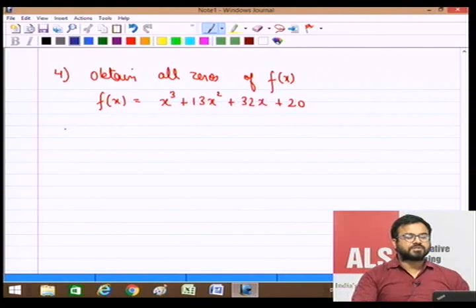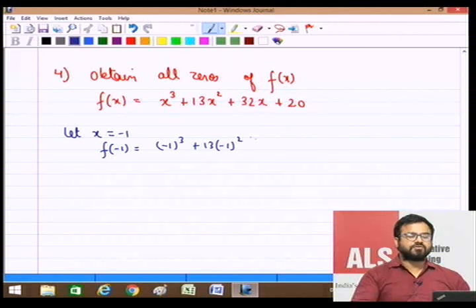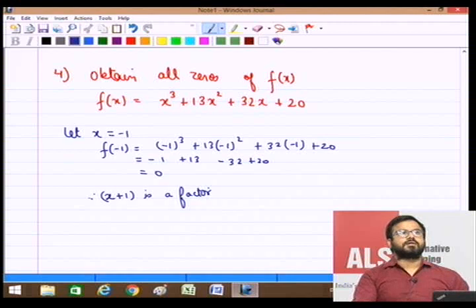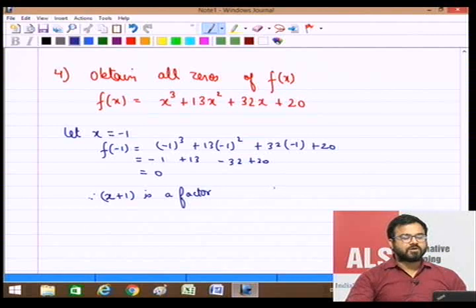See, one of the zeros, if you check for x equal to -1, f of -1 is -1 cube plus 13 times -1 whole square. So this will be -1 plus 13 minus 32 plus 20, and this is going to be 0. Therefore, x plus 1 is a factor. Yes, Itanagar, that's right.